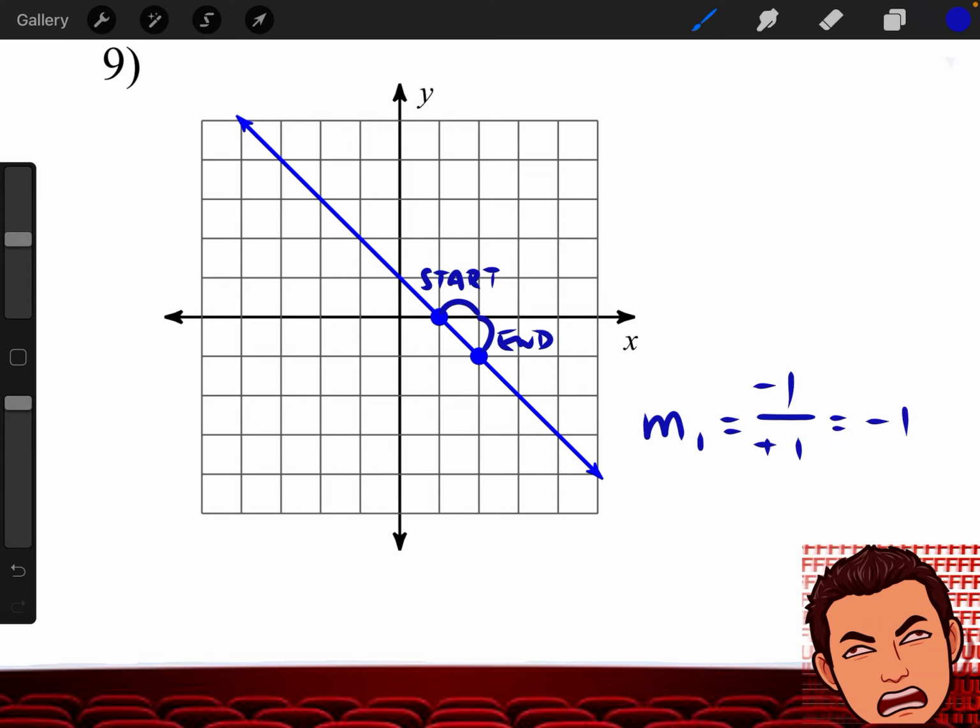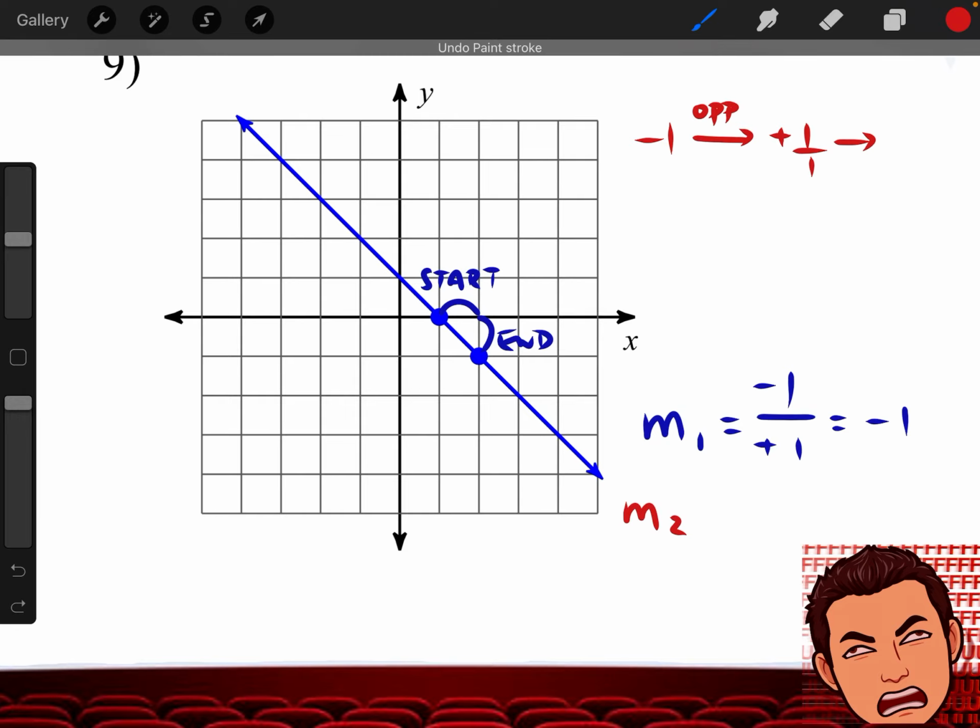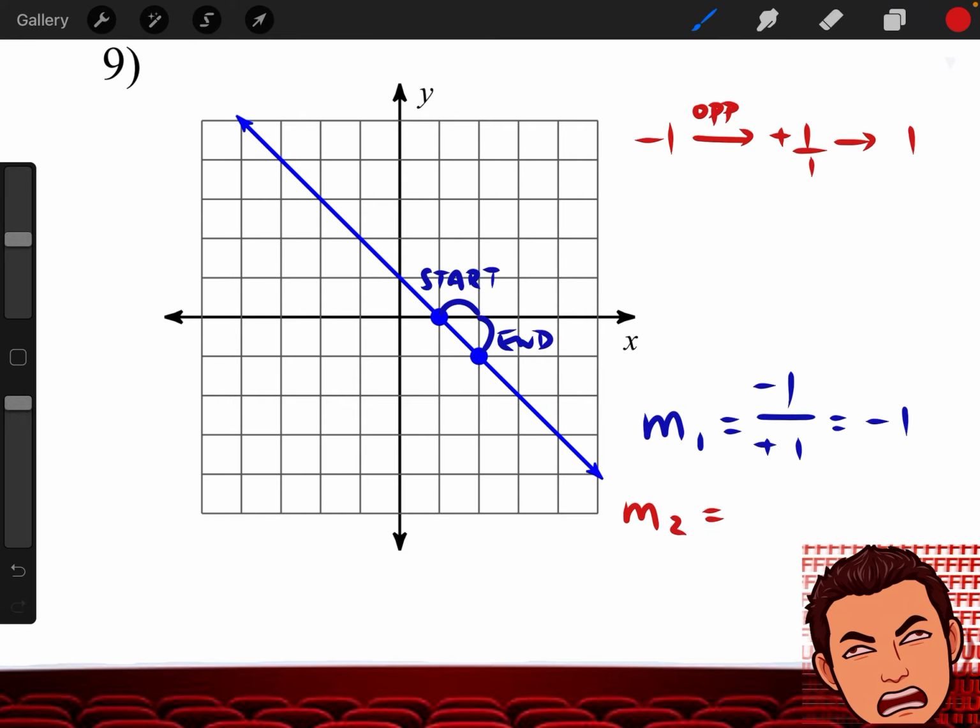Okay, let's go ahead and find out what my M2 is. The opposite of negative 1 is going to be positive 1. You know that 1 is just 1/1, so the reciprocal of positive 1/1 is still going to be positive 1. So M2 is going to equal 1.